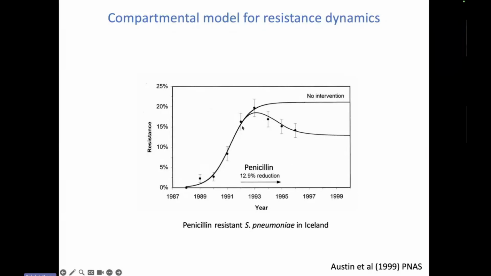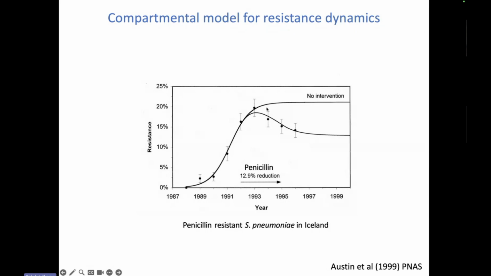And what we can see in the data, again, the dots and the bars, is that there was actually a reduction in the resistance when there was a reduction in the usage. And that is because there is this fitness cost. Again, the model captures that very well. The model is shown by what the line shows.